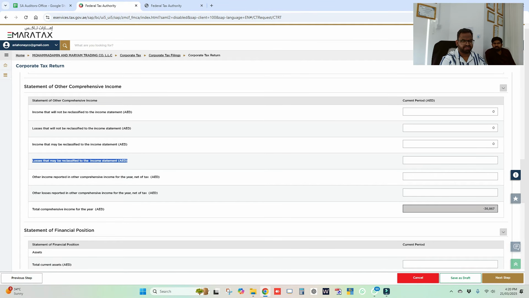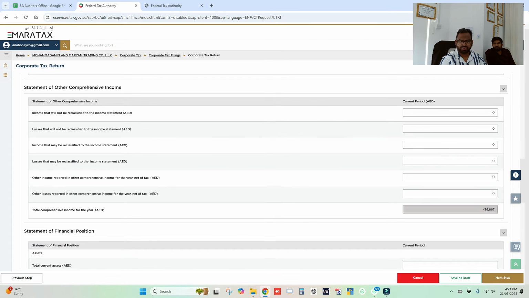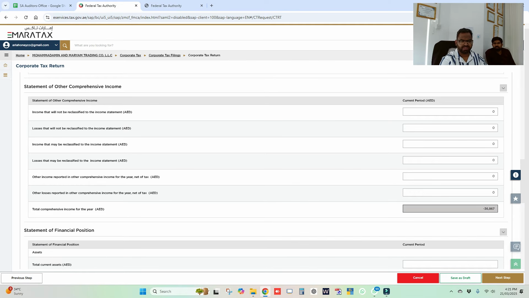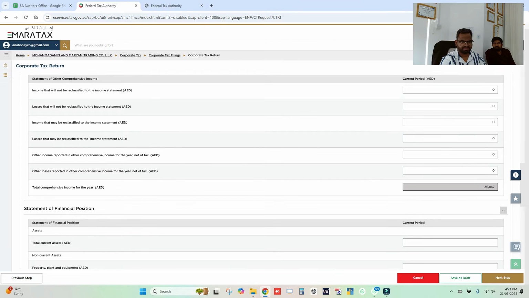Losses that may be reclassified? No. Other income reported in any other comprehensive income? No. Other losses reported in the other comprehensive income for the year? No. Okay. This is all as per the IFRS. If you are following proper IFRS, then you can have some values here.